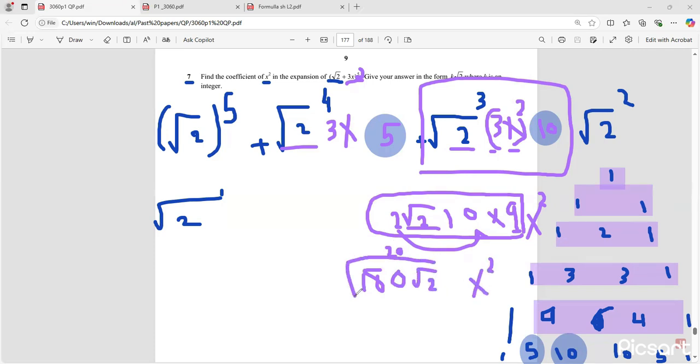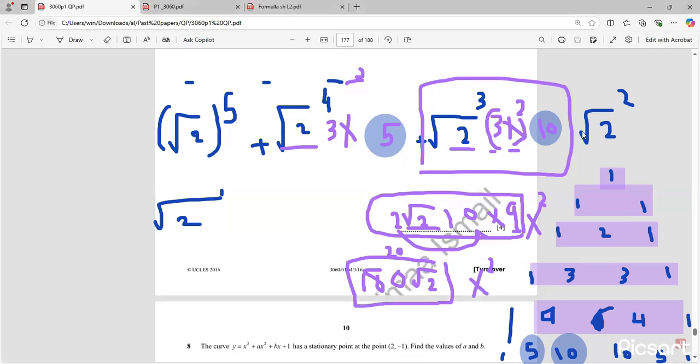So we did the coefficient of x squared, and we did it. Let's see the next. Yeah, we did it. So this is the coefficient of x squared, 180 root 2.